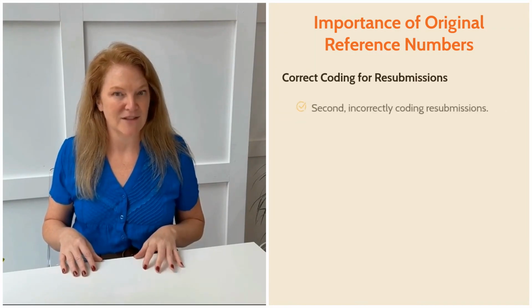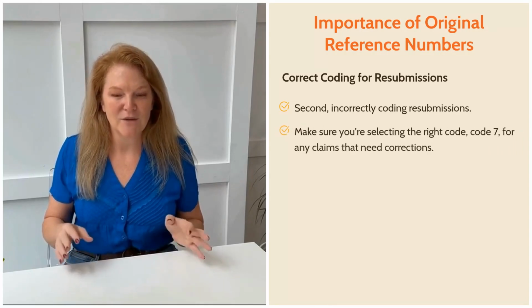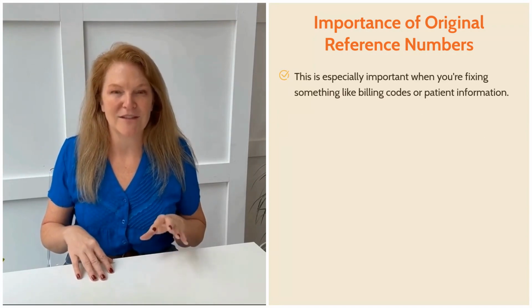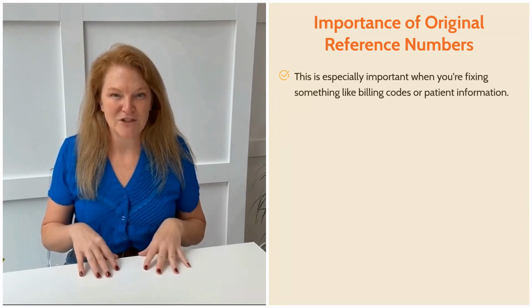Second, incorrectly coding resubmissions. Make sure you're selecting the right code, code 7, for any claims that need corrections. This is especially important when you're fixing something like billing codes or patient information.